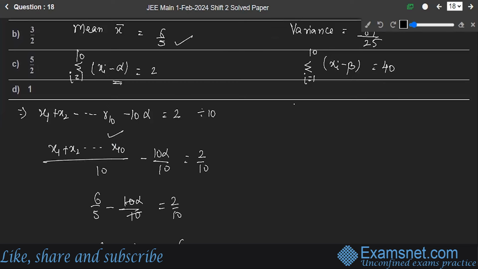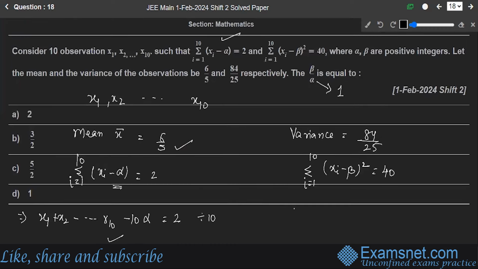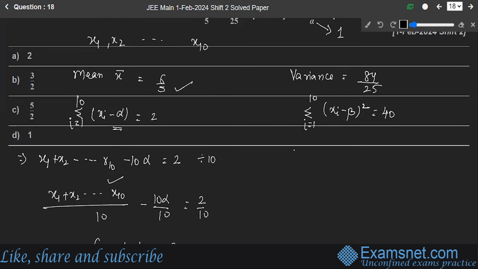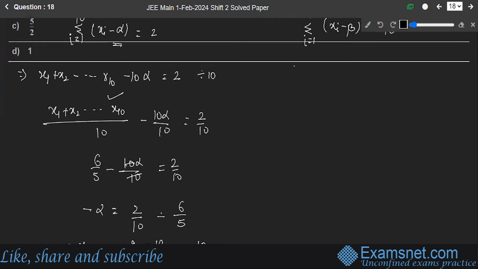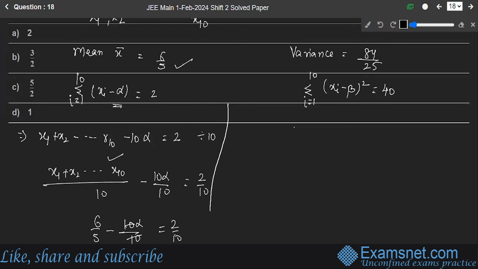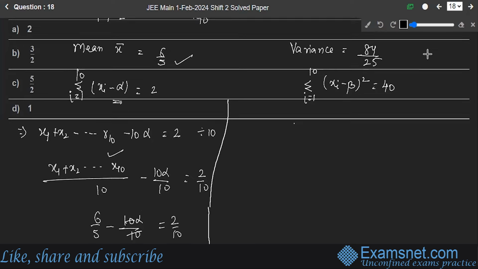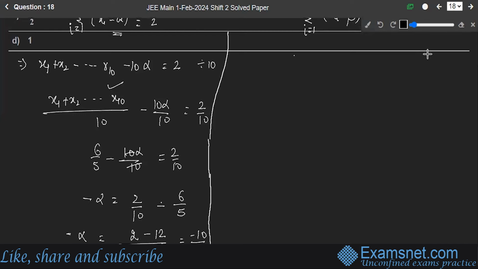See, you are having (xi minus beta) in whole square in this case. This was whole square. Now I cannot write that thing which we applied in this one, it will not work over here. Now what will I do is, this will be summation i equals 1, I will open this up. Now this will be given by (x1 minus beta) square, (x2 minus beta) square, so on, (x10 minus beta) square is equal to 40.